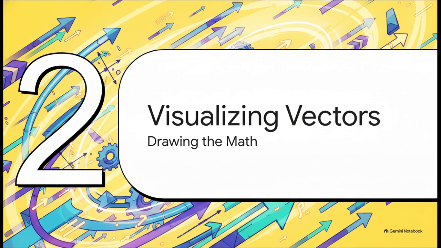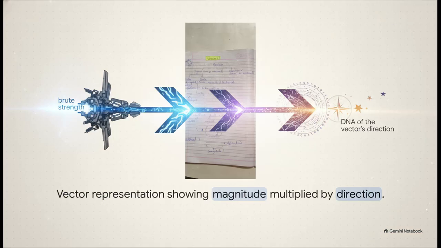Moving on to Section 2, visualizing and representing vectors, drawing the math. Now that we know direction is so essential, how do we actually represent these mathematical arrows on paper? Well, the core anatomy of a vector is actually pretty brilliant. Let's take a vector represented by the letter A. It's broken down into two distinct parts. The regular A is just the magnitude, the brute strength of the vector. But sitting right next to it is an A with a tiny little hat on it. And honestly, that little hat is everything. It holds the absolute DNA of the vector's direction. It's the magnitude multiplied by the direction.